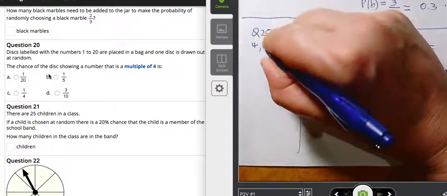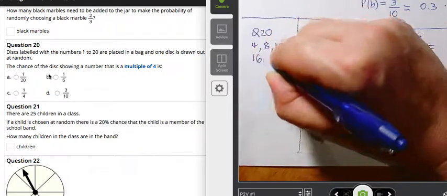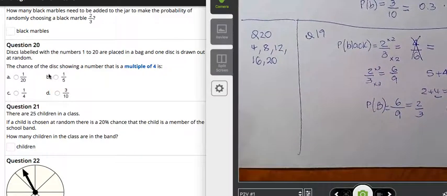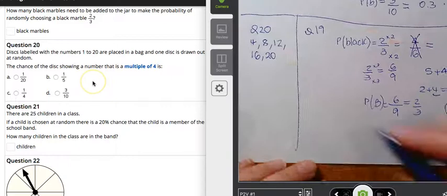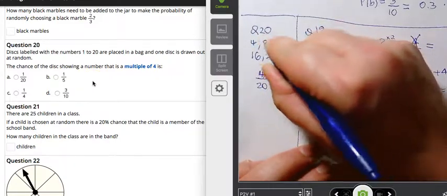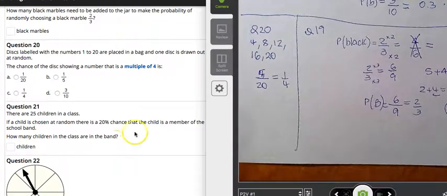So multiples of 4, 4 times 1 is 4, 4 times 2 is 8, 4 times 3 is 12, 4 times 4 is 16, 4 times 5 is 20. So the chance of a number that is a multiple of 4, we've got 4 chances out of, 5 numbers there, 1, 2, 3, 4, 5, out of 20, which is a quarter.